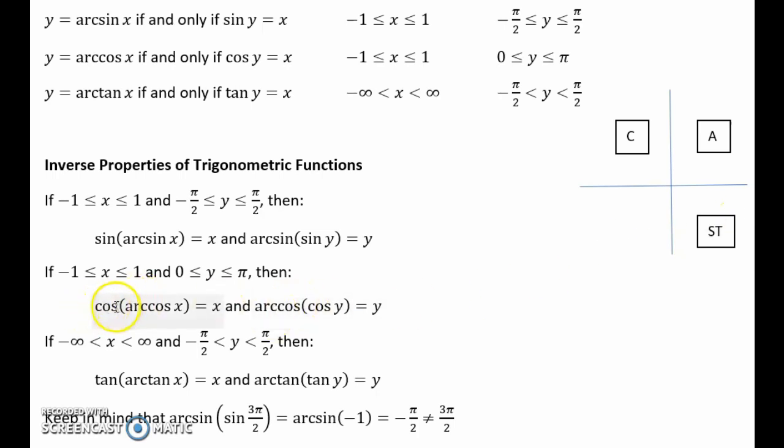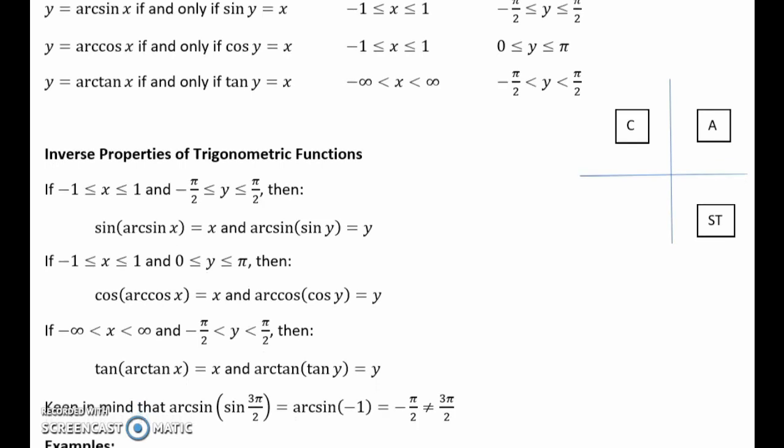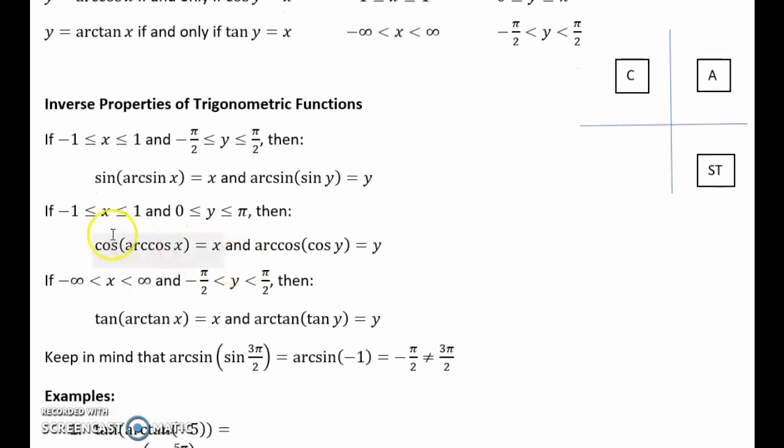Same thing with cosine. Cosine of arc cosine of x is x, and arc cosine of cosine y is just y. Once again, keeping in mind our domain for the arc cosine function has to be from -1 to 1, and our output must be from 0 to pi. And tangent and arctangent, our domain is all real numbers, so it doesn't matter what's here or what this turns out to be, but our range restriction is -pi halves to pi halves, and tangent of arctangent of x is x, and arctangent of tangent of y is y.